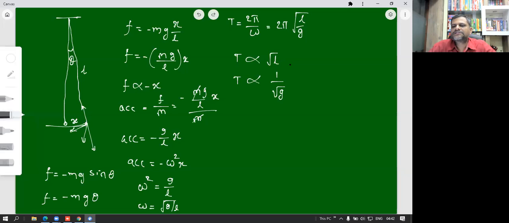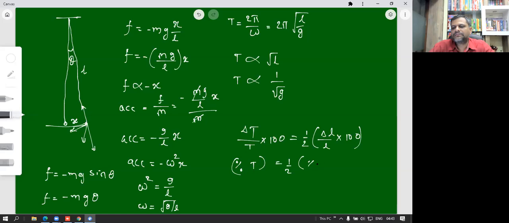and also that if suppose the length is increased in percentages, so percentage change in period, that is delta T upon T into 100, मतलब percentage change in T will be actually equal to half of the percentage change in length, so delta L upon L into 100. This is called the percentage change in length, and this is called the percentage change in period. So we can say that the percentage increase in T is actually half of the percentage increase in length L.